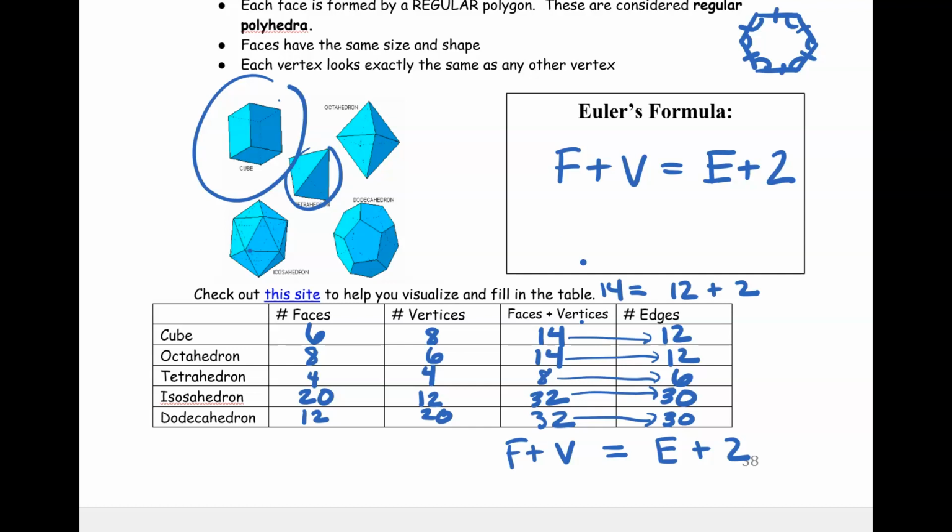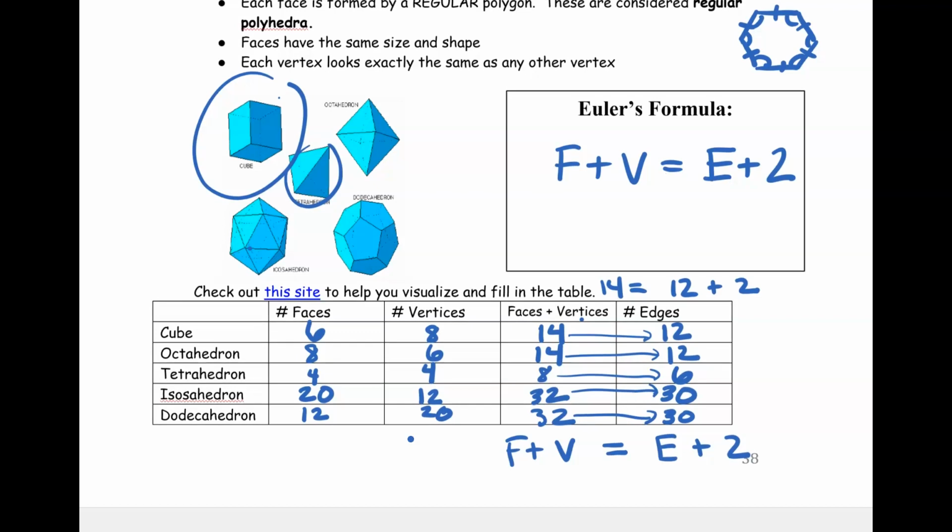And sometimes there are other polyhedra that have a similar relationship with this, and you'll see that in the homework. There's a problem or two where it asks you to look at this relationship a little bit further with other types of shapes.